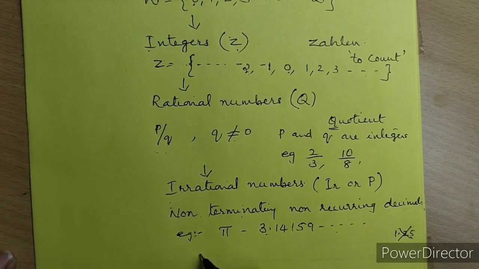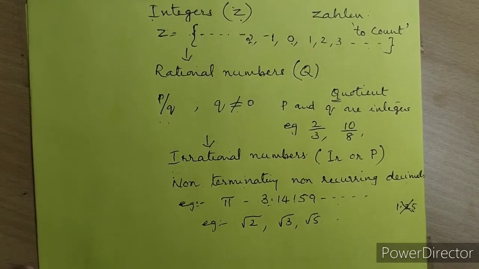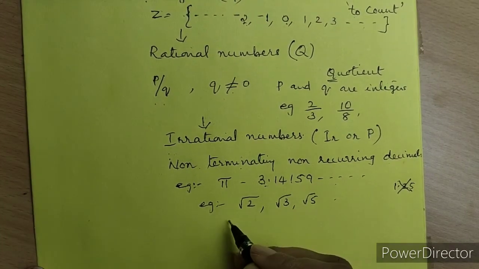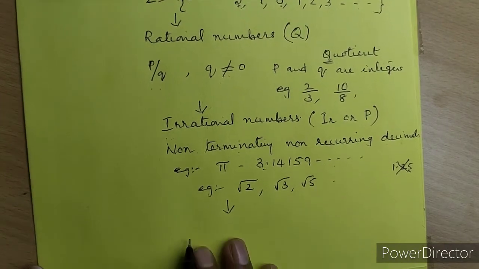Another example: the square roots of prime numbers, root 2, root 3, root 5, all come under irrational numbers. Now the next one, the last one, is real numbers.